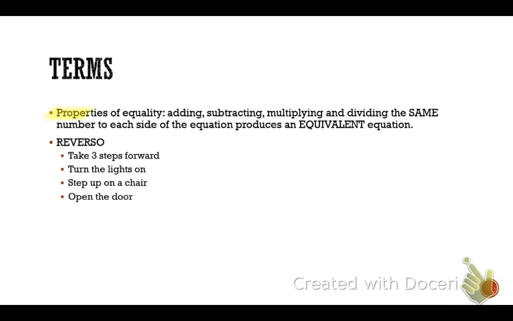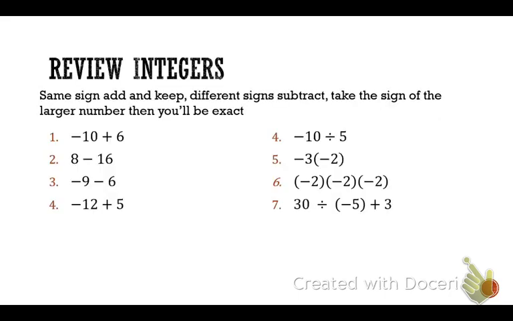All right, so we have our properties of equality and then those examples of opposites. So let's review integers. We know that integers are positive and negative. And last year, Ms. Vorpal taught you, if you had her, that nice little song: same sign, add and keep, different sign, subtract. Take the sign of the larger number, then you'll be exact. I don't sing it as pretty as her, but you guys remember? Okay? So what is that saying?